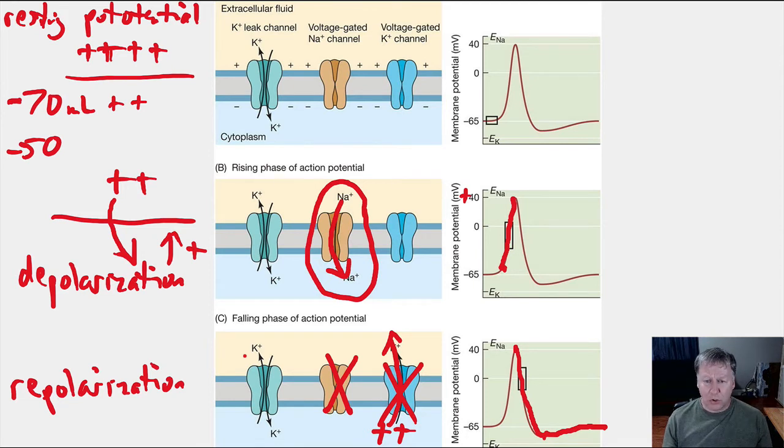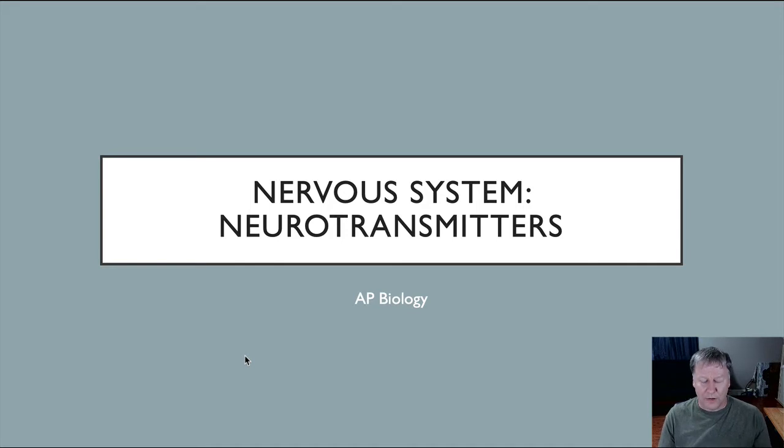The action potential is a series of steps of different messages being sent down the length of the axon until it reaches the axon terminals. So now, let's talk about what happens when it reaches the axon terminals. Now we're talking about the nervous system, and we're going to incorporate a chemical messenger called neurotransmitters.